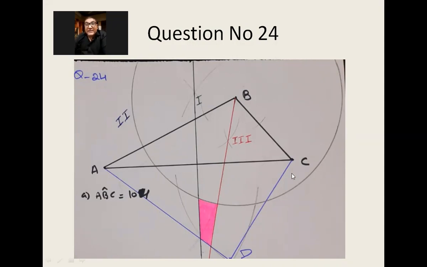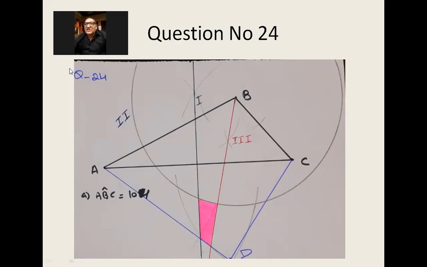Then I keep the compass open the same length, and I put the needle on the C point. I took C as the center, and I mark the arc here, and then I mark the arc here. Where these two arcs meet, I have joined these points with a green color line. I have also mentioned 1 here, which means that's the first locus which he has asked us to draw. So this is the perpendicular bisector of AC.